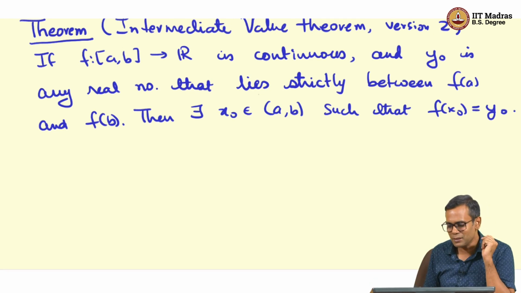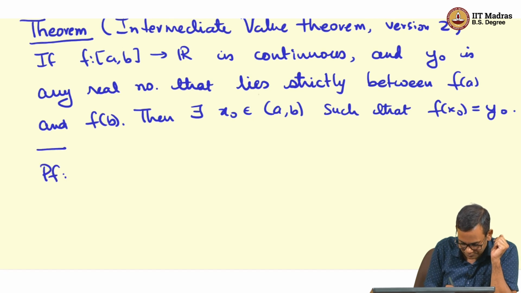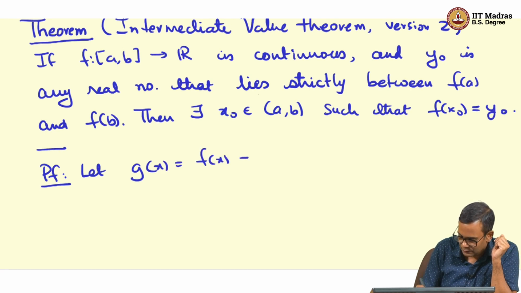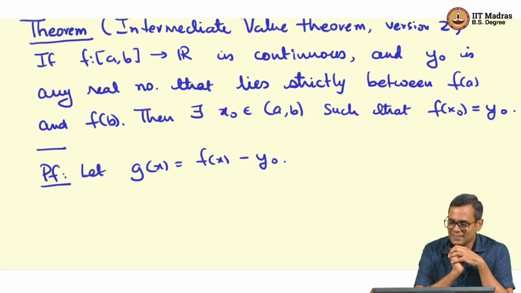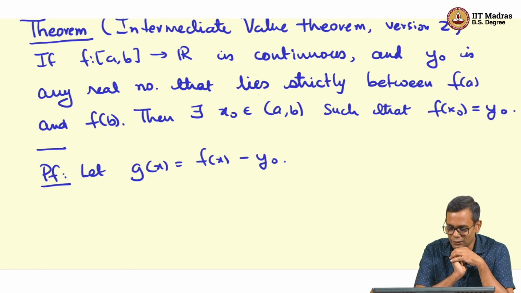Now, this theorem is more or less the same as the previous theorem. All you have to do is let g of x be f of x minus y naught. Since f of a and f of b lie on opposite sides of y naught, the sign of g of a and g of b will be different. And so, you can apply the first version of the intermediate value theorem to the function g in order to prove the second version of the intermediate value theorem for the function f.